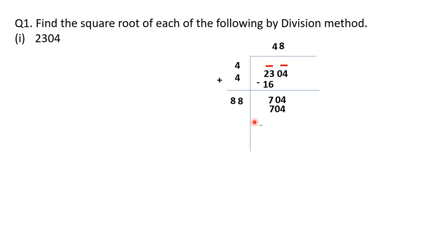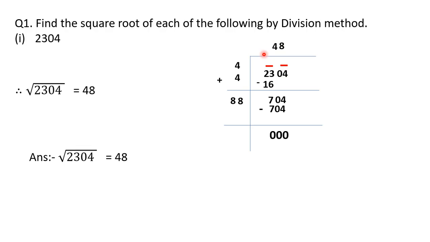Now we subtract this, so we get 0. Now we can say the square root of 2304 is 48.